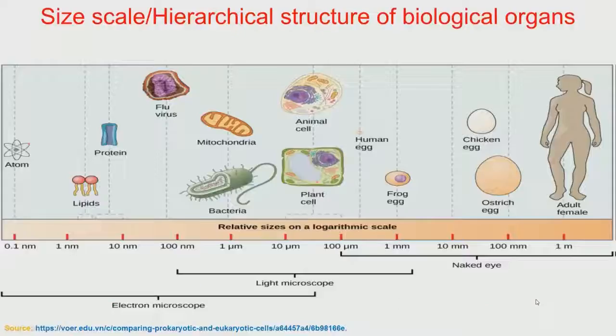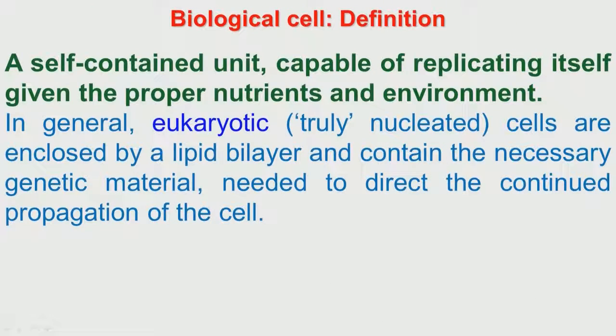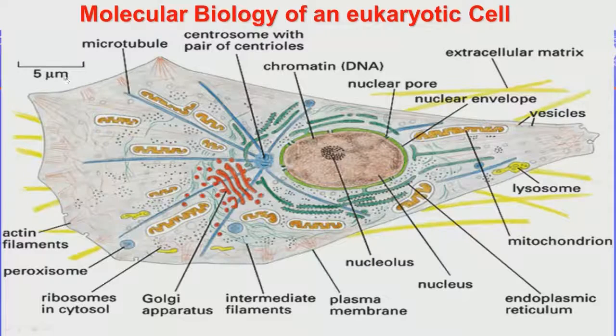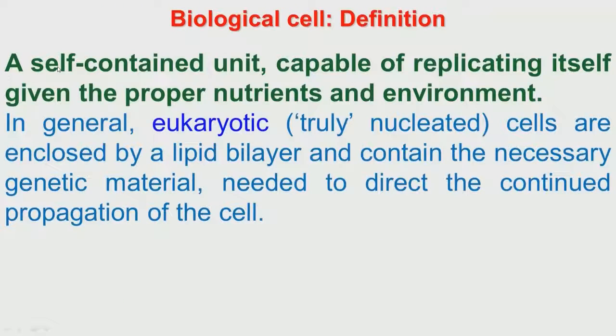So, these are the bulleted points that I am going to touch upon one by one after other. So, we will first define what is cell. So, biological cell is defined as a self-contained unit capable of replicating itself given the proper nutrients and environments. So, let me explain some of these terms or phrases that I have used in this particular key definition, like self-contained and so on.